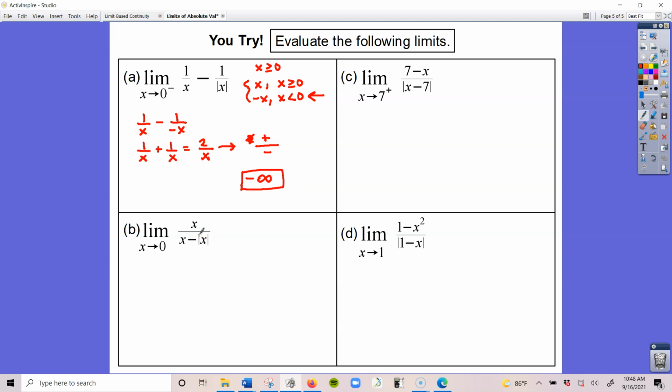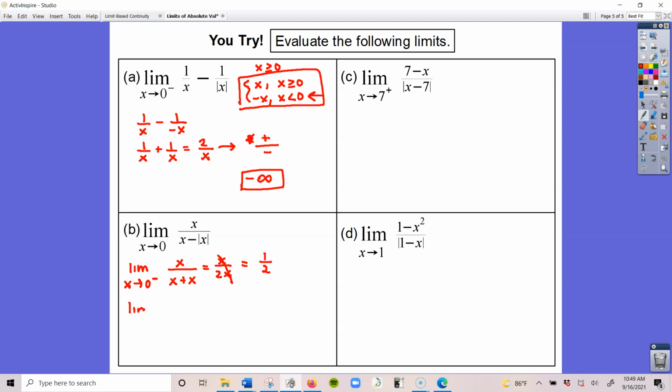Now let's look at B. This is a general limit, meaning that I need the left side to equal the right side. The absolute value part is the same as this one up here, so we already wrote our pieces. So let's do the left. The limit as x is approaching 0 from the left would be x over x minus, and the left would be negative x, so we'll put plus x, because x minus negative x will become positive. This is equal to x over 2x. My x's would cancel, and I get 1/2.